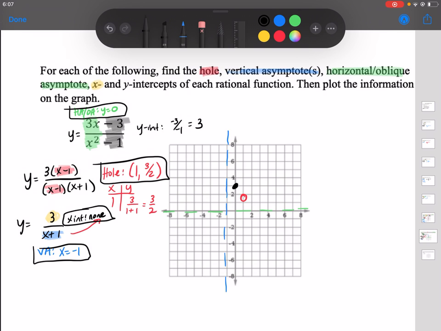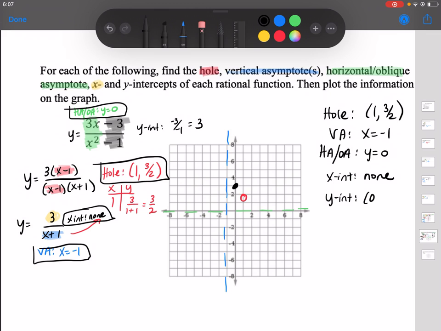So if I list that out just so it's all here, HA or OA is y equals 0, so horizontal or oblique. Our hole is at 1, 3/2. Our vertical asymptote is at x equals negative 1. Our x-intercept, there are none. Y-intercept is at 0, 3. So that would be all the information. Let's do one more of these. We have to find everything.